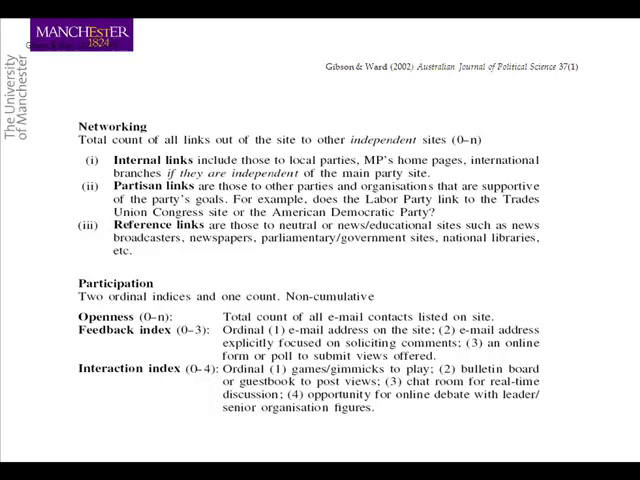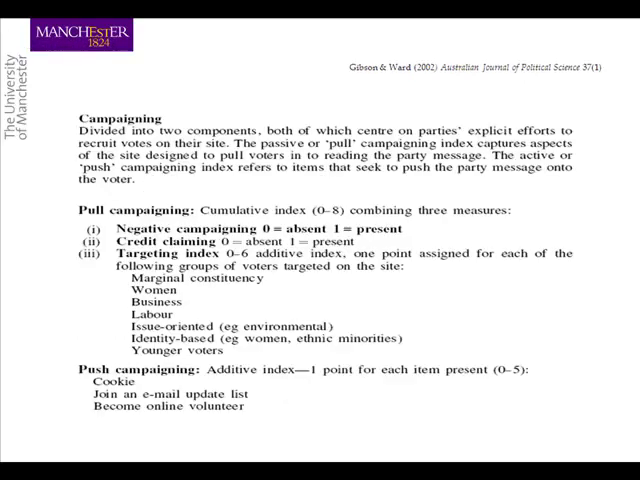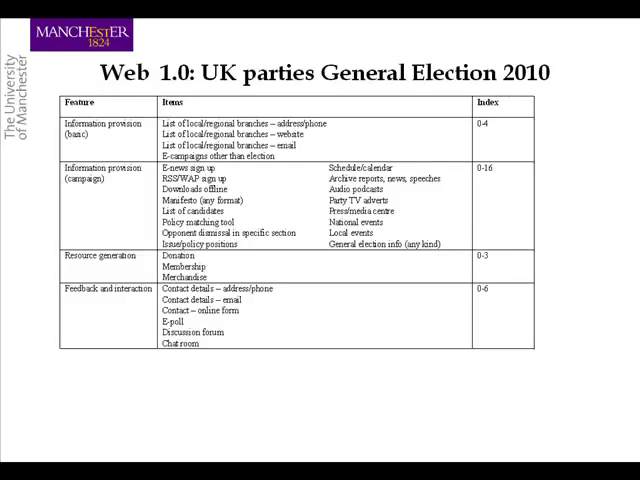And then an interaction index. So do they have opportunities for online debate in the chat room? So you can sort of see how this is working. You're rewarding parties that are doing more online interactivity. But as I said, you're deciding in advance that this is what these things mean and coding them. And it's interesting, I'm just going to show you what we did in the UK general election just gone. So we applied a kind of Web 1 index to most of the parties.